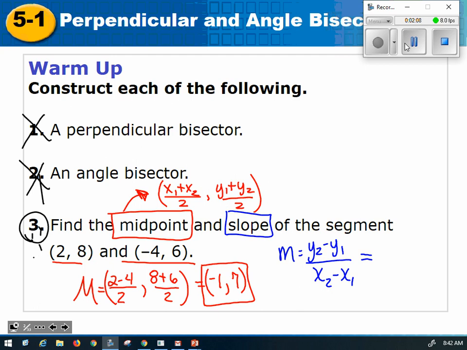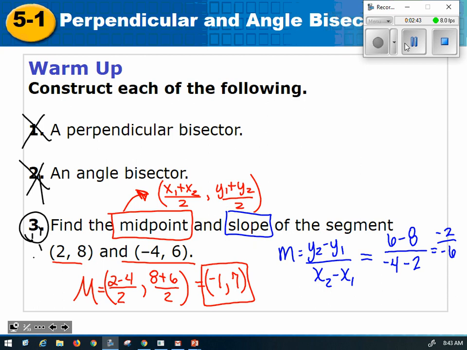So if we plug in our coordinates, what's going to go on the top here? Six minus 8. Okay, 6 minus 8 over negative 4 minus 2. Good. Okay, so be real careful with your signs there. What is 6 minus 8? Negative 2. And what is negative 4 minus 2? Negative 6. Make sure you're subtracting, not multiplying.